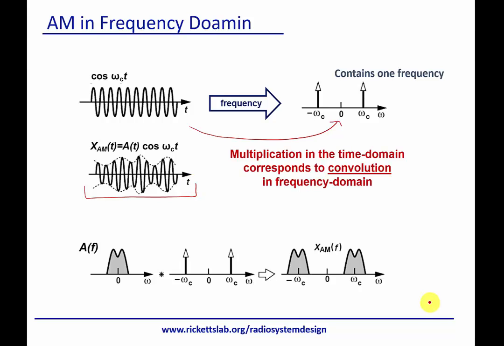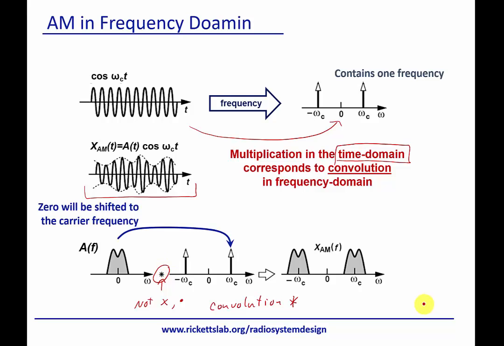And multiplication in the time domain corresponds to convolution in the frequency domain. And you'll notice here this is not a mistake. This is not multiplication or the dot. We sometimes have multiplication. It is a convolution with this little asterisk here. So because we're multiplying in the time domain, we need to convolve in the frequency domain.